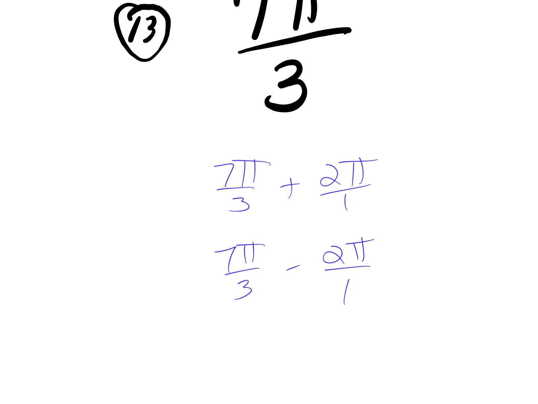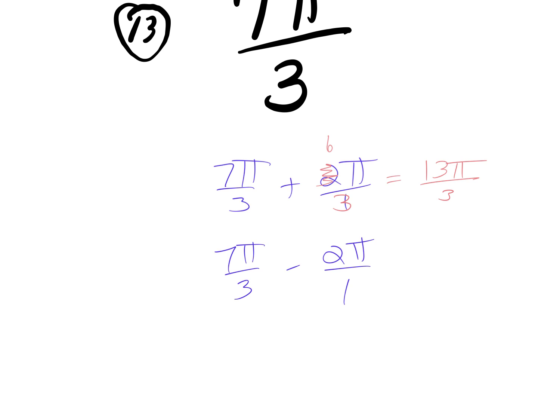We need to get a common denominator. What's a common denominator between 3 and 1? 3. So if I multiply the bottom by 3, then I multiply the top by 3. 2 times 3 is 6. What's 7 plus 6? 13 pi over 3. Is that a positive number? Okay, you're good to go.